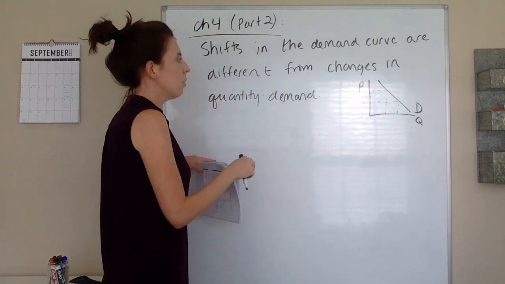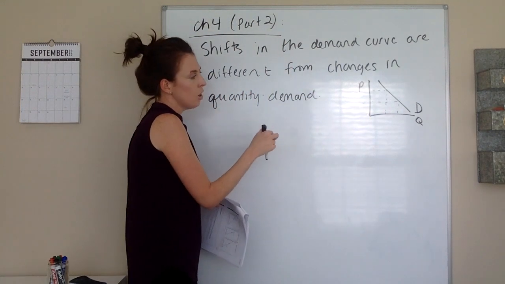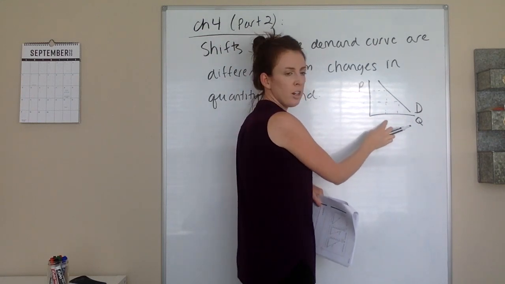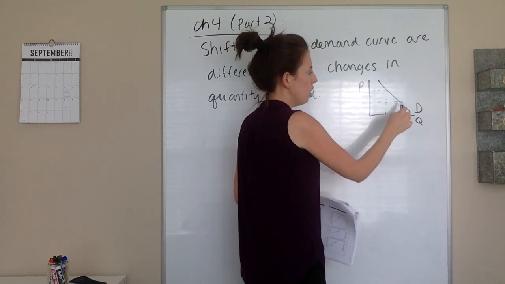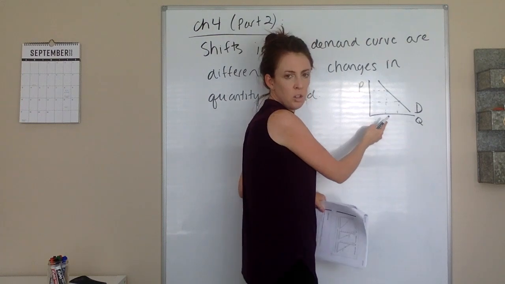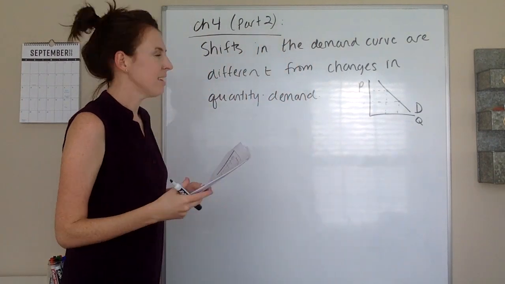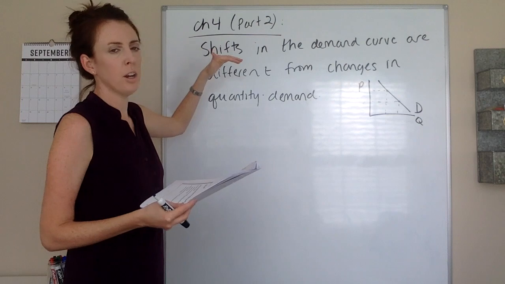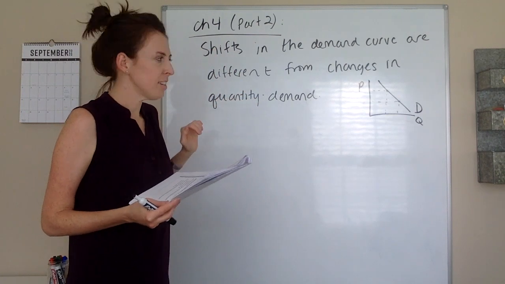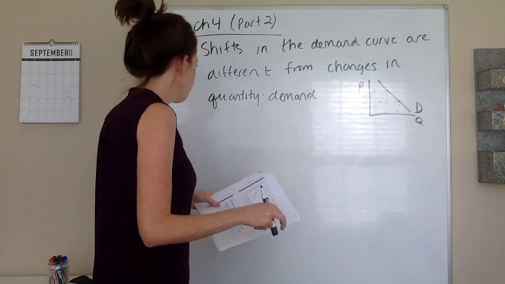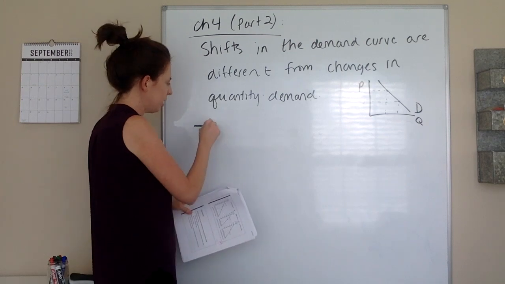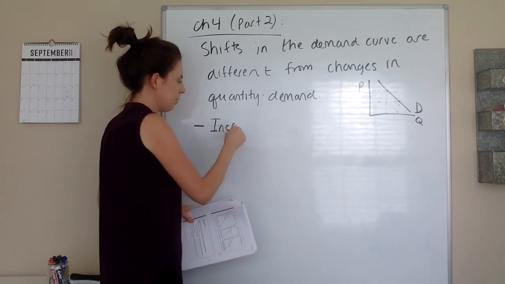So when we're talking about changes in quantity demanded, all that means is we're changing the position that we are sitting at along the horizontal axis. So if you move from here to here, there's been a change in the price, there's also been a change in the quantity demanded. The reason I'm saying this is I want to highlight that a shift in the demand curve, which we also call a change in the demand, is entirely different than a change in the quantity demanded.